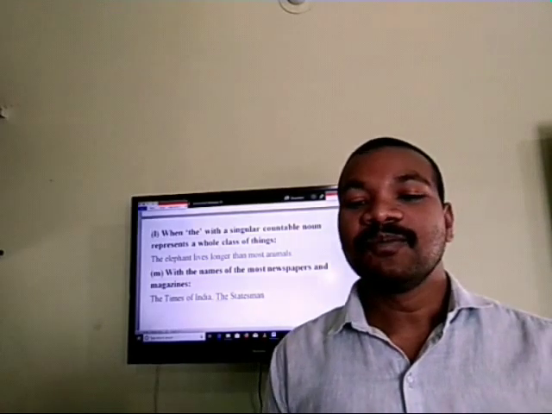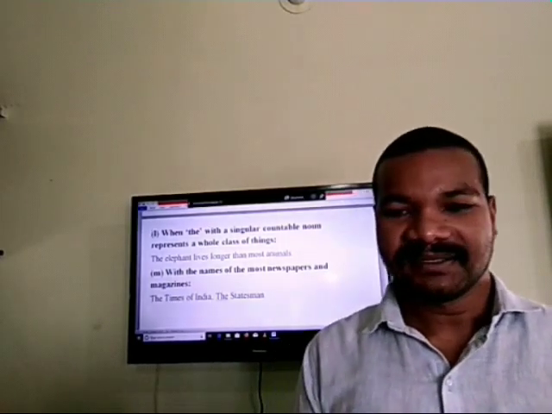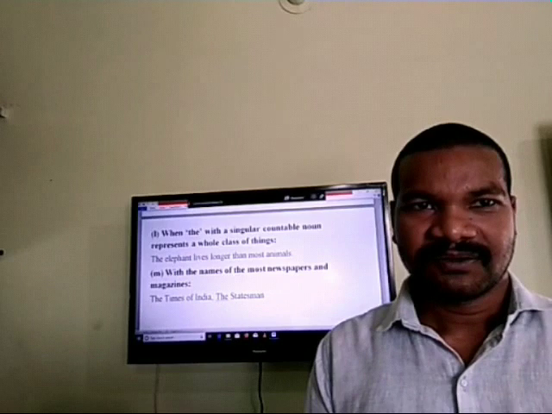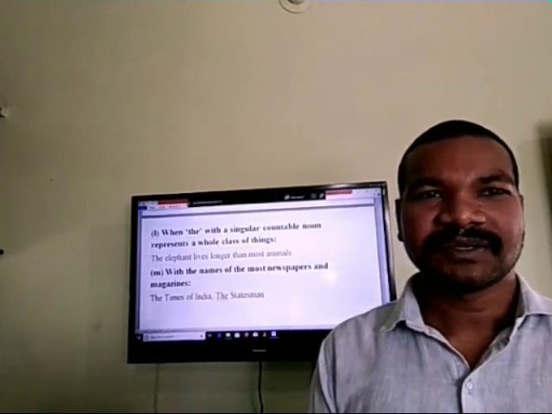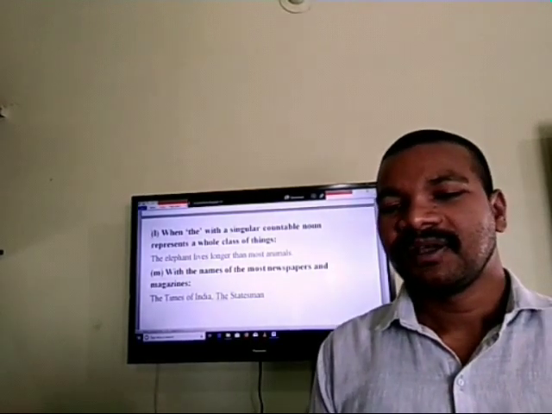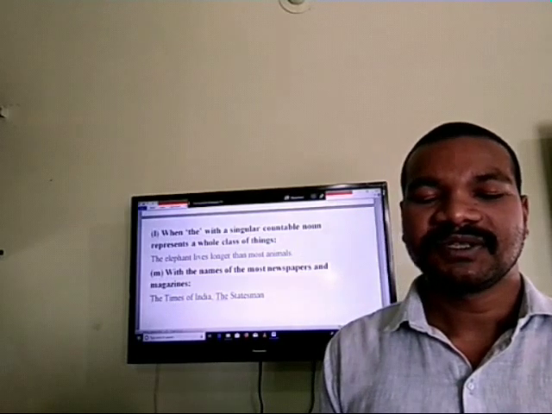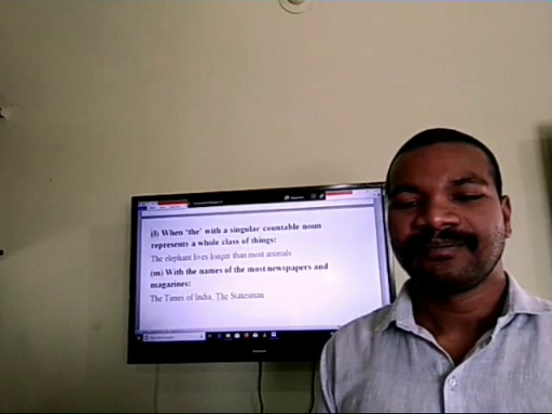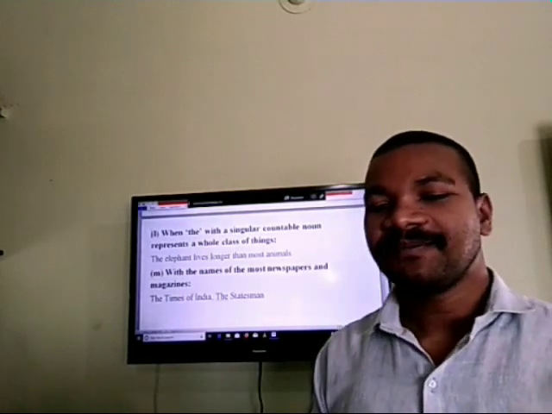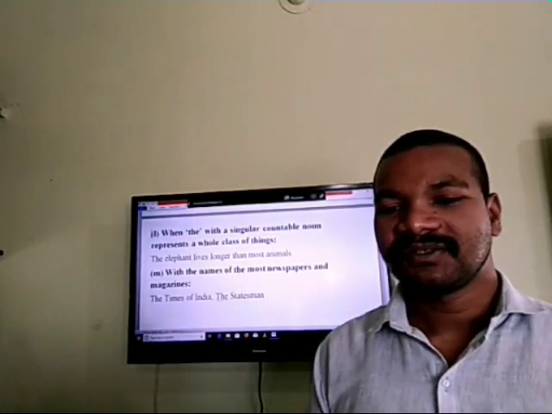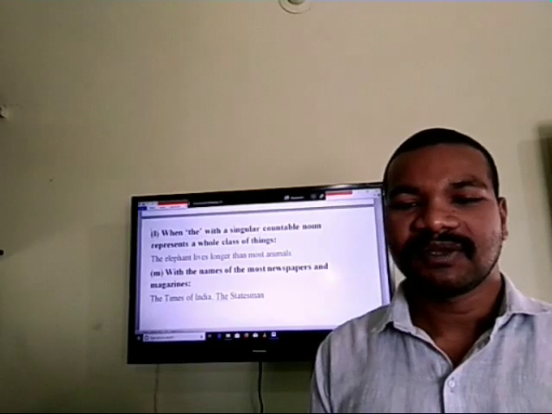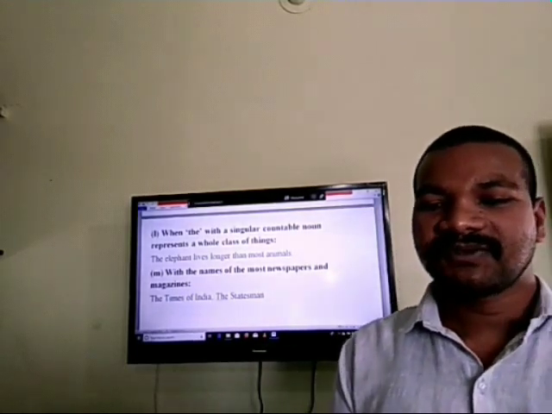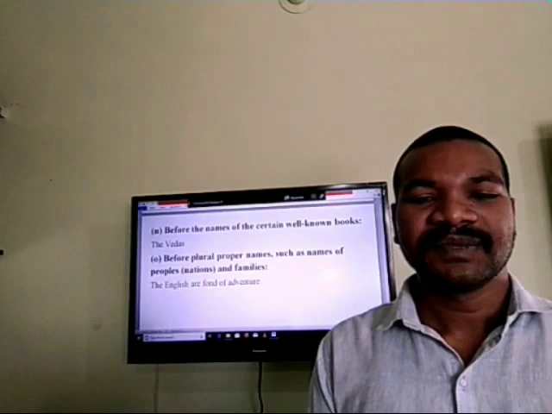With the names of most newspapers and magazines. Daily we are getting newspapers at our homes. So before the newspaper's name we have to use the definite article "the," like the Times of India, the Illustrated Weekly, the Statesman. So with magazines and newspapers, beforehand we have to use it. Okay, the next one, let's see.